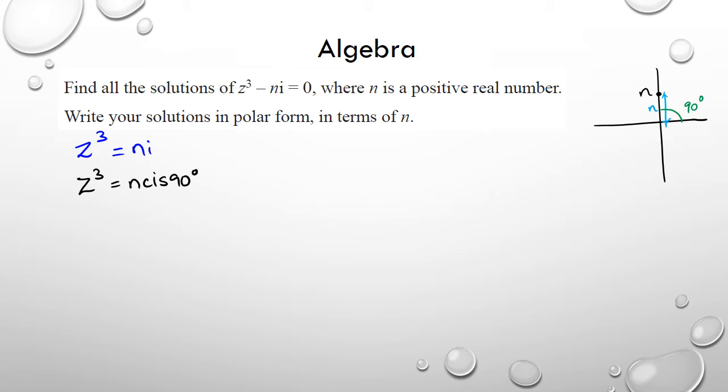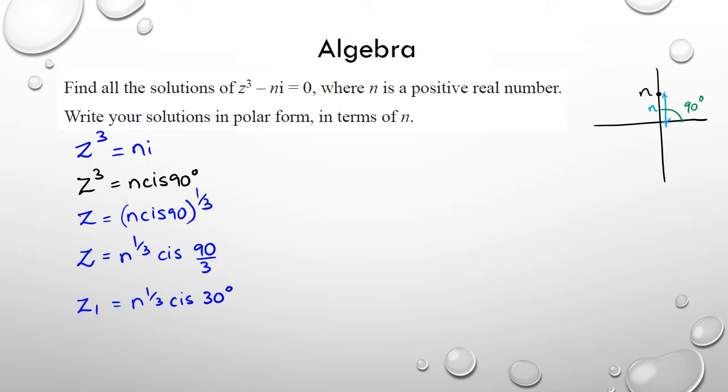Once we do that, we apply De Moivre's theorem. So z is equal to n to the power of a third, cis 90 divided by 3. And from here you can get your first root, which is z1 equals n to the power of a third cis 30 degrees. Now if you have z to the power of 3, how many roots are you going to have?